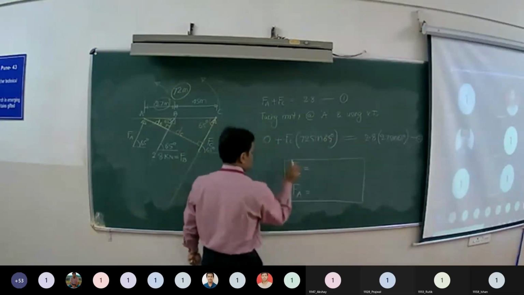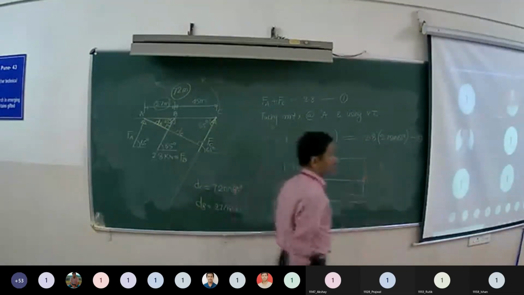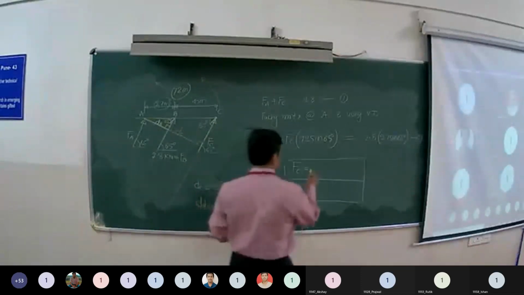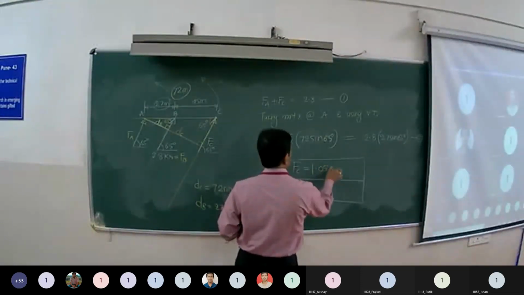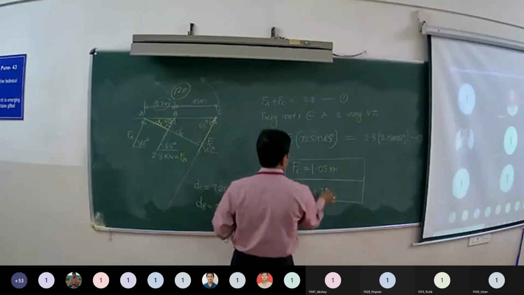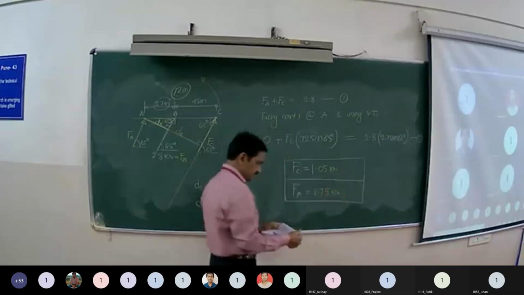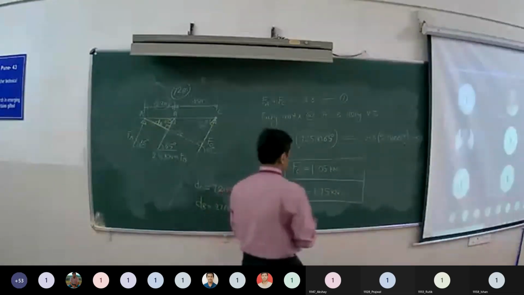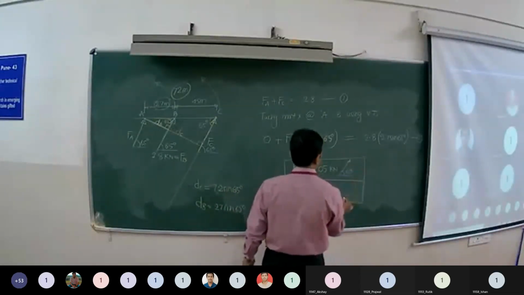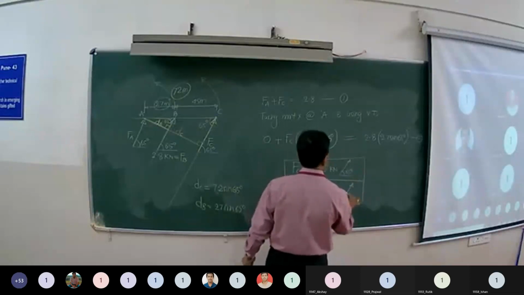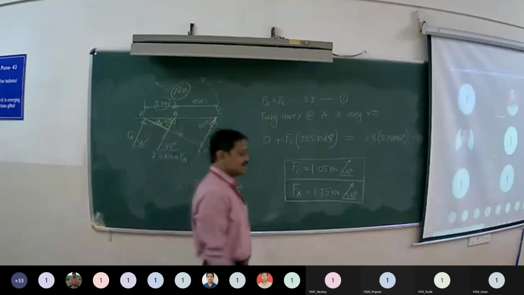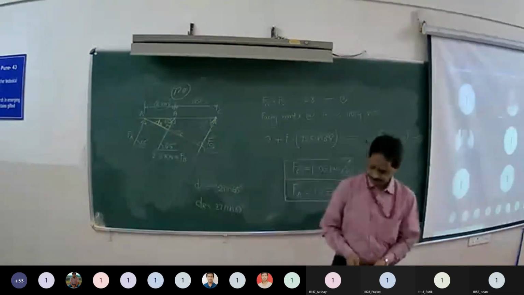Two parallel forces at A and C. FC is 1.05 kilonewton. FA is 1.75 kilonewton. But what is the direction? Making 65 degrees with the horizontal. The direction same as the given force.